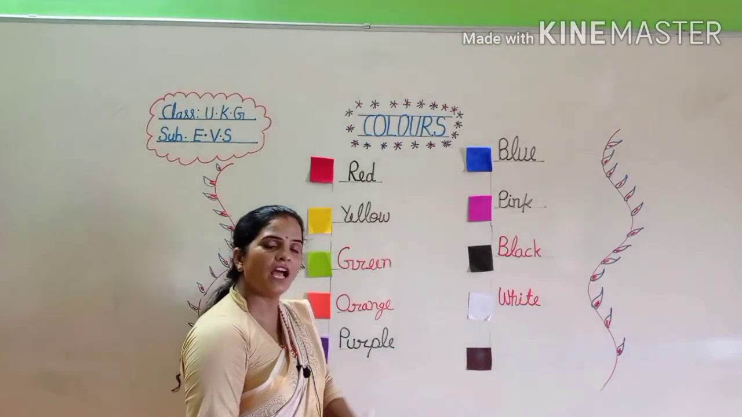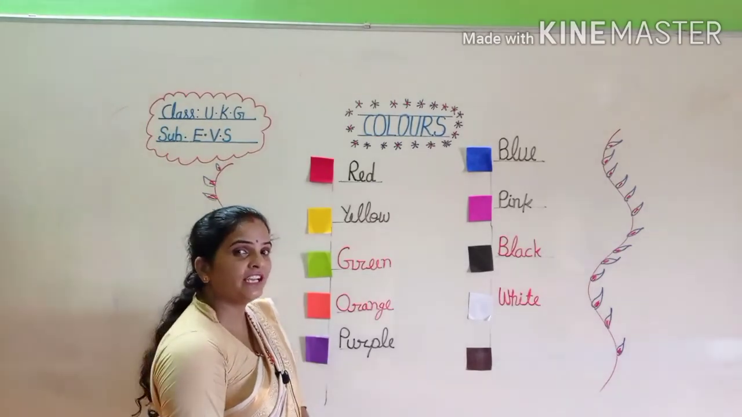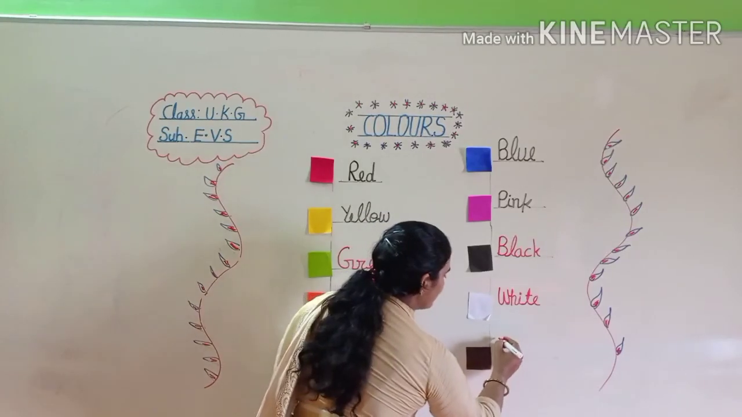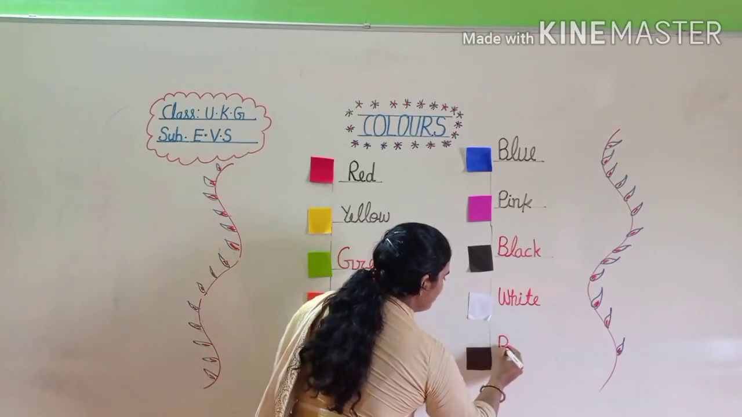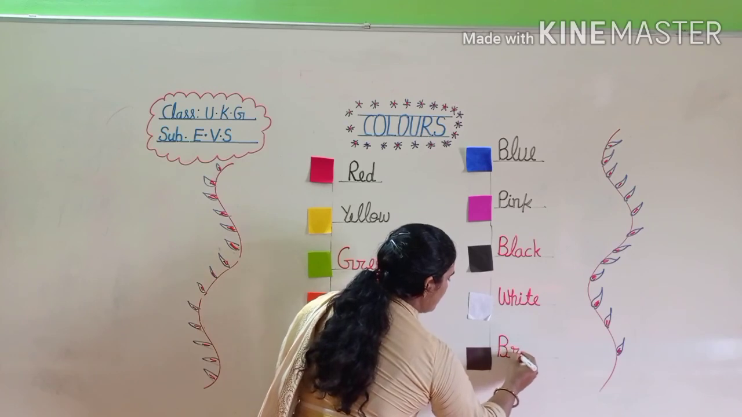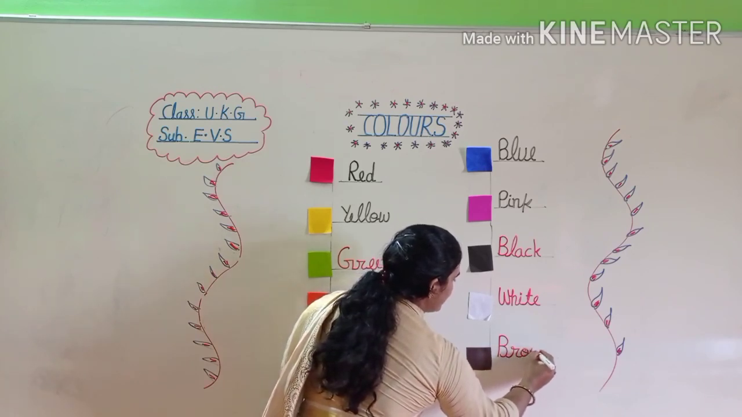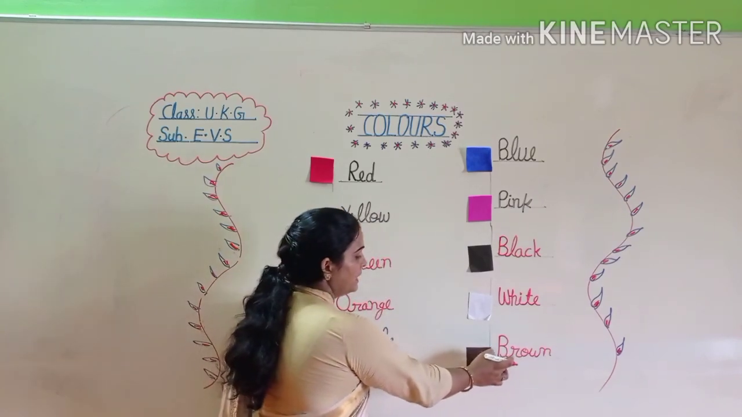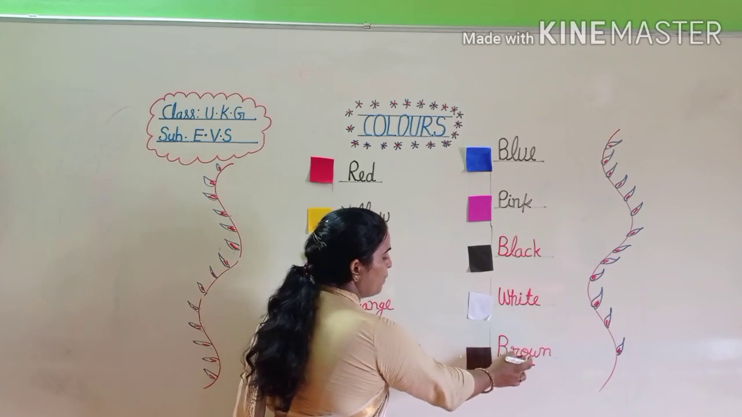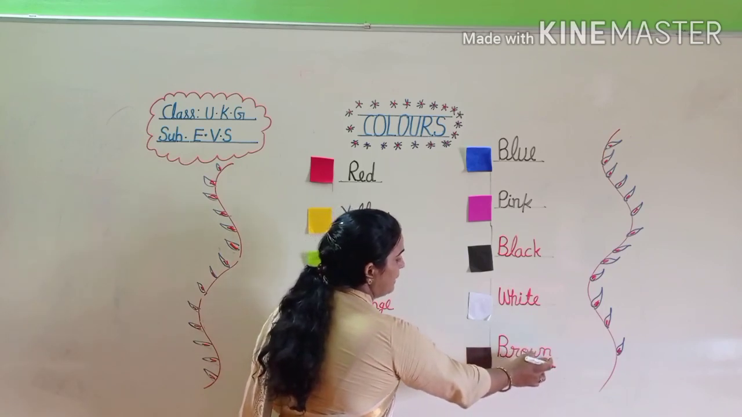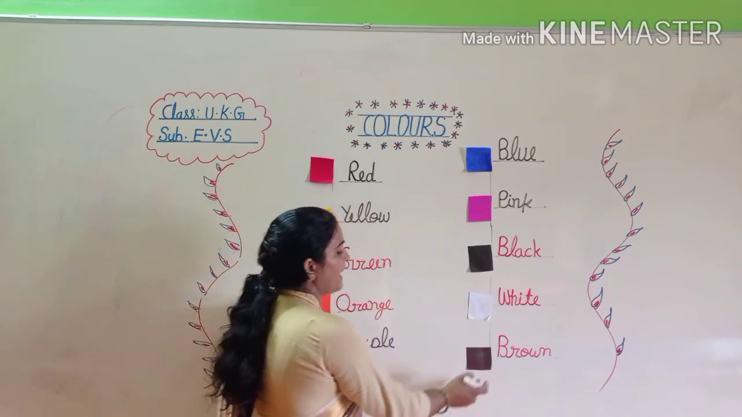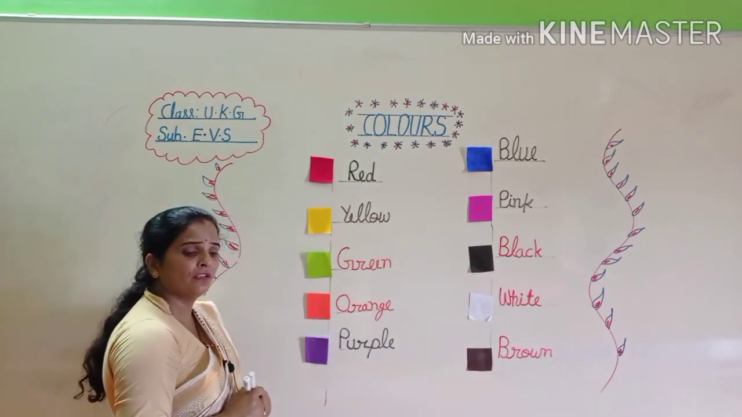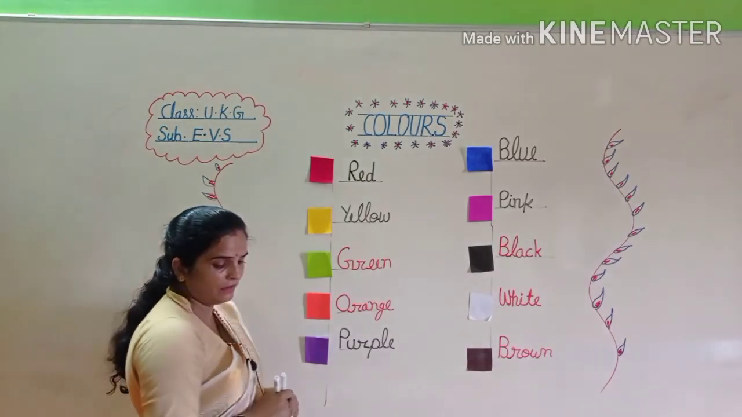This is brown color. The spelling of brown: B, R, O, W, N. Brown. B R O W N. Brown. The spelling of brown. Again, repeat with me.